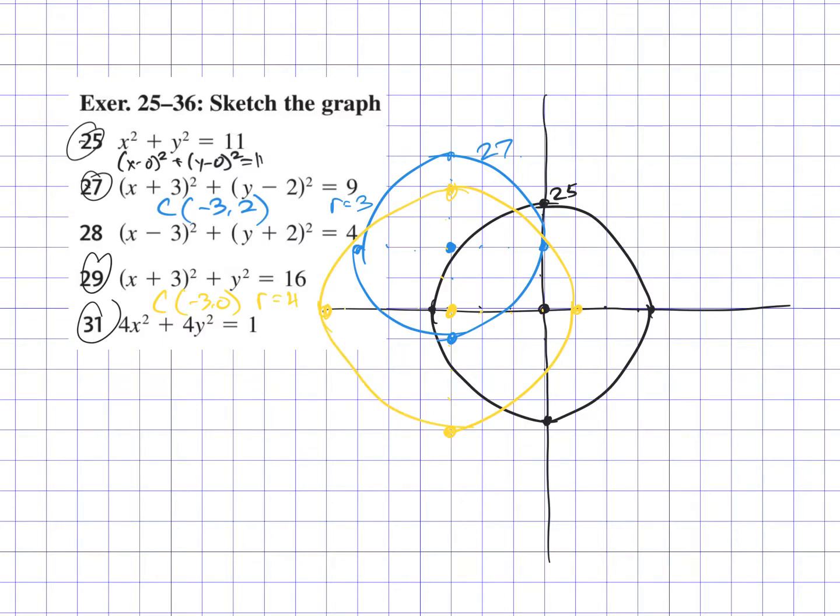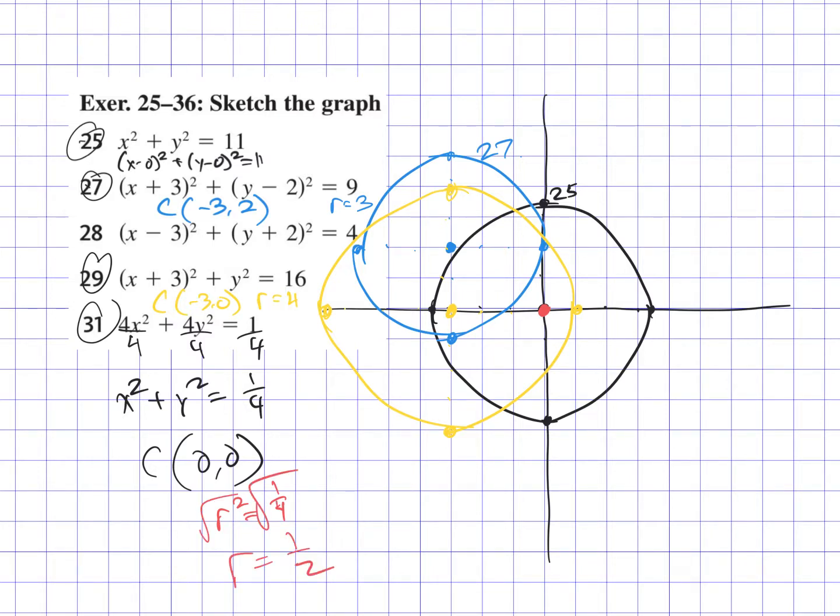It'd probably look better. And then 31, you have to have the x squared and y squared by themselves, so we're going to divide everything by 4. So we get x squared plus y squared equals 1/4. We'll do this in red. Center is at 0, 0, and our radius squared is 1/4. So if we take the square root, the radius is 1/2. So 1/2 in each direction. Real tiny circle on this graph.